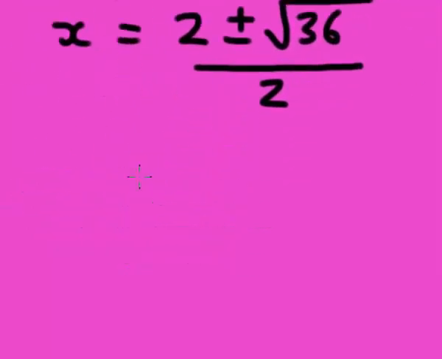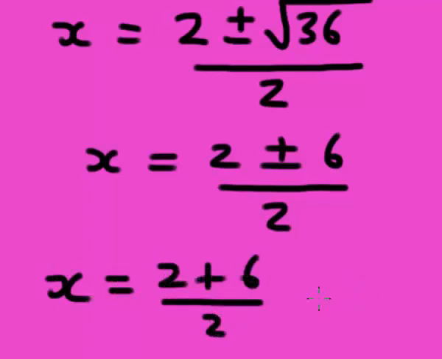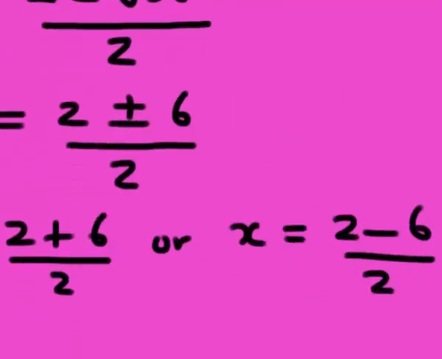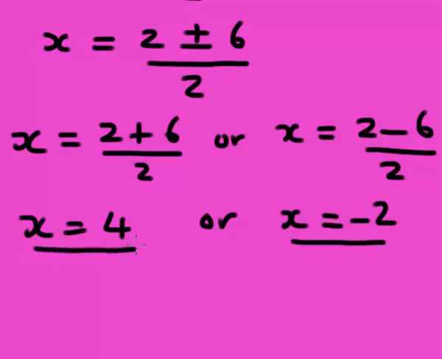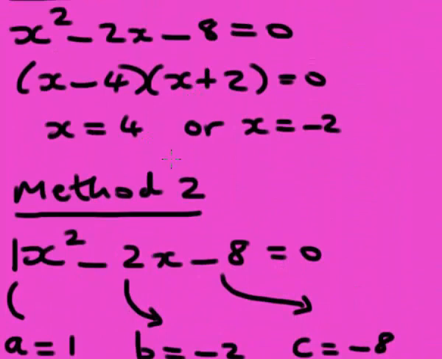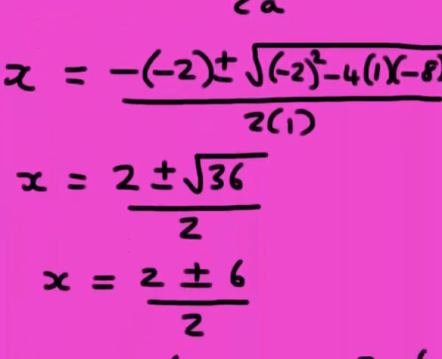The square root of 36 is equal to 6, so it's 2 plus minus 6, all over 2. If you remember from grade 11, you can break it up into two solutions: 2 plus 6 over 2, or 2 minus 6 over 2. That gives you x is equal to 8 over 2, which is 4, and 2 minus 6 is negative 4 over 2, which is negative 2. Those are the exact same solutions as if you were using method 1, factorization. So I'd encourage factorization if it's easy, but you can quite easily use the quadratic formula.